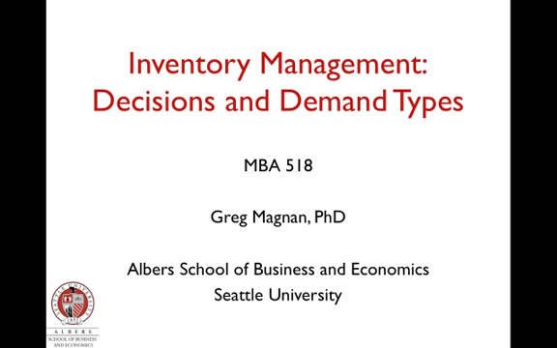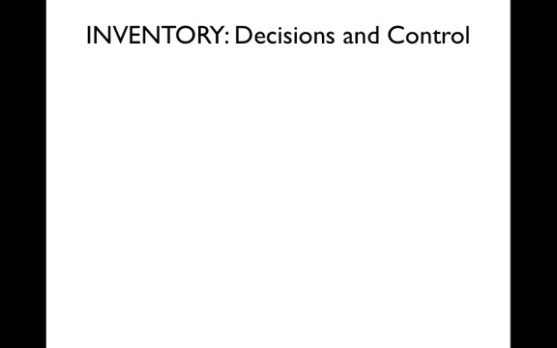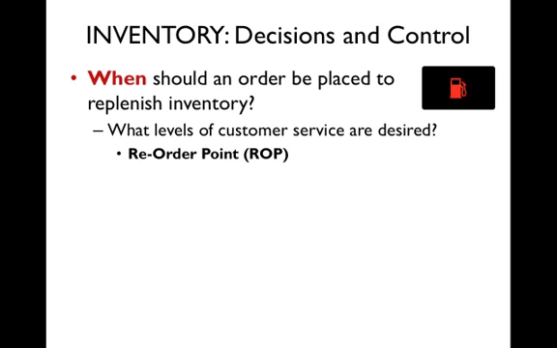This time we're talking about the decisions made in inventory, the types of demand that the different forms of inventory will take on, and those will affect the control mechanisms that we use. So the decisions being made here, the first is when should an order be placed in order to replenish inventory? So really the question is, what's the trigger? What is the reorder point that will say, hey, it's time to buy more?